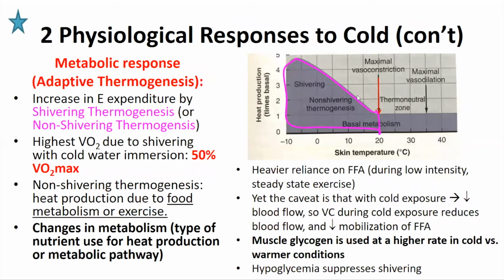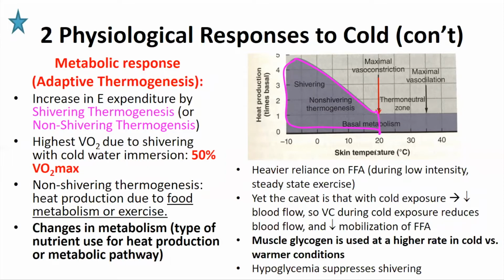So the metabolic response talks about how we increase our metabolism to generate heat to keep ourselves warm. So if we look at this chart here, 20 is maximum vasoconstriction, and then up to 35, this is our thermoneutral zone, where most people would feel comfortable. So anything greater than 35 degrees Celsius is when we would be hot, and this is where maximal vasodilation would occur to try and dissipate heat and move heat from our core to our skin.